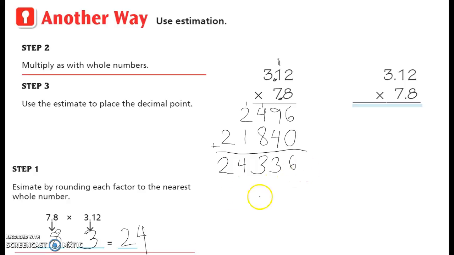So I can look at this right away and know it doesn't make sense for my decimal to go here, for my answer to be 2 and something. It really only makes sense for it to go here. It wouldn't make sense for my answer to be 243, for it to be 2,400, or for it to be 24,000. The only reasonable place for it to go would be here.